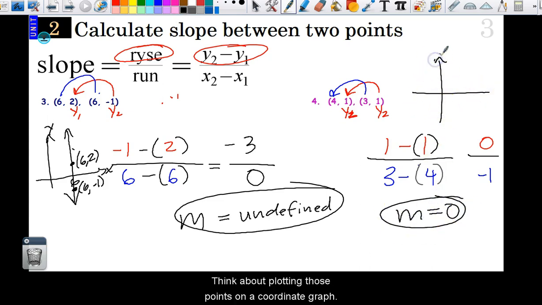Think about plotting these points on the coordinate graph. (4, 1) is right here, and (3, 1) would be right there. They're next to each other, left and right.